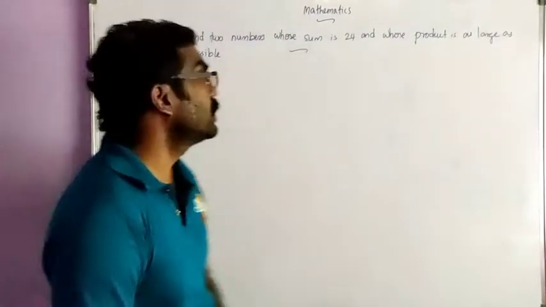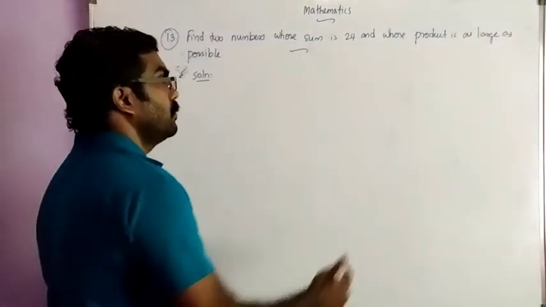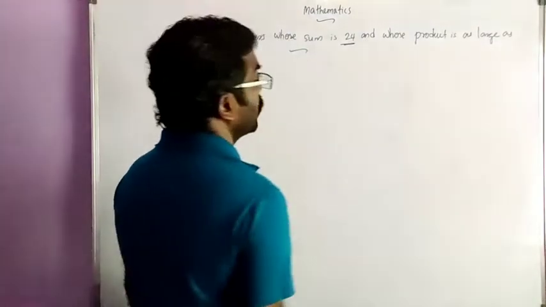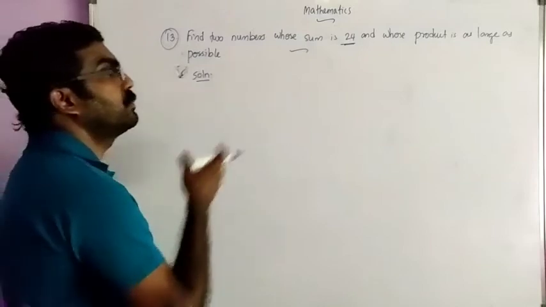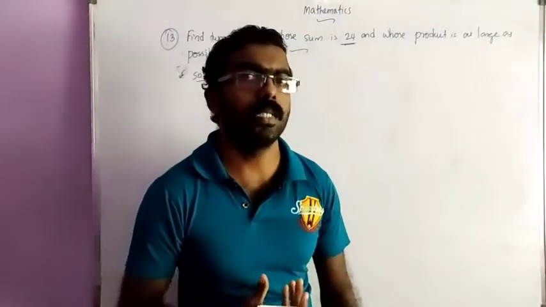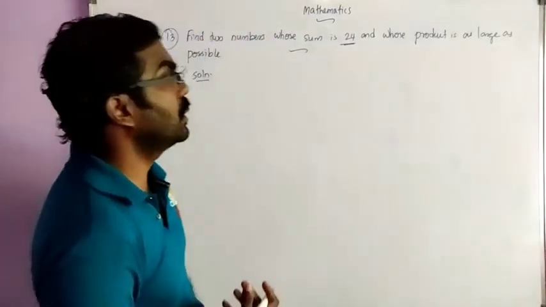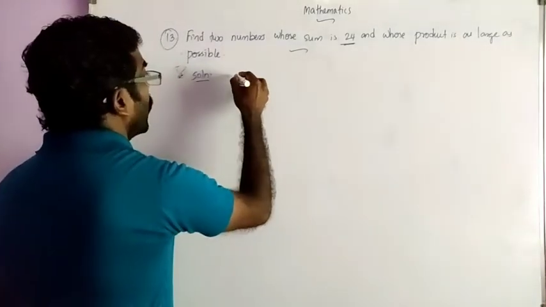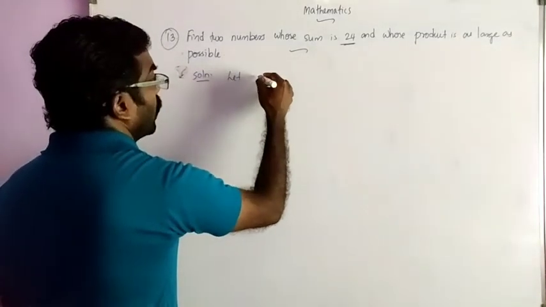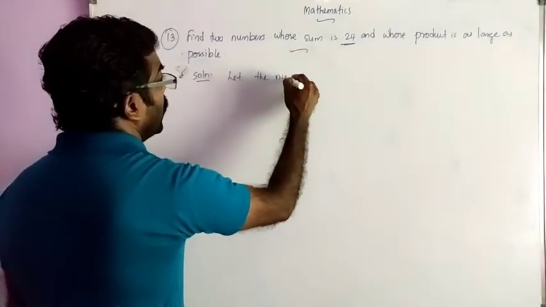And the next question is, find two numbers whose sum is 24 and whose product is as large as possible. So we have to find two numbers whose sum is 24 and the product is as large as possible. Here we can take the numbers as x and y. Let the numbers be x and y.